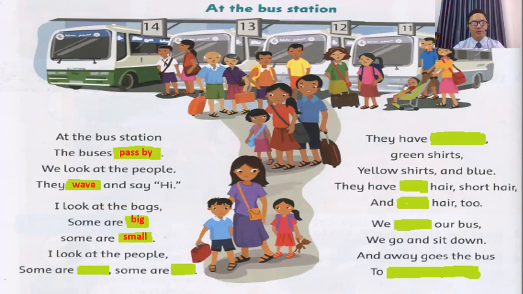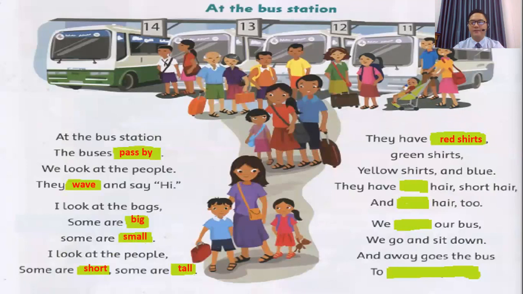I look at the people. Some are short and some are tall, right? Easy, so easy, right? We have green shirts, yellow shirts, and blue. So one more color, right? This is the red shirts, right? Red shirts. They have hair.